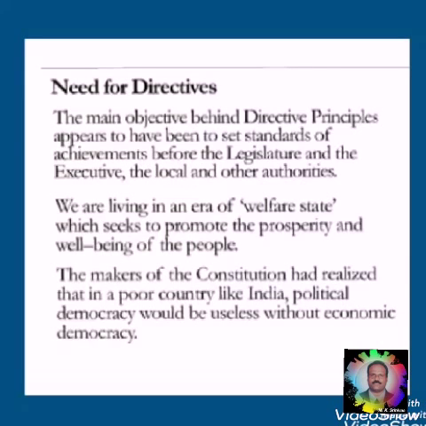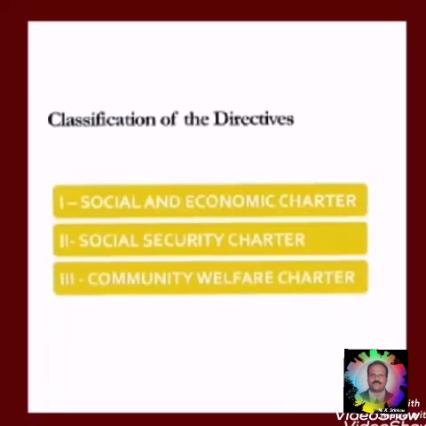The makers of the Constitution realized that in a poor country like India, political democracy would be useless without the DPSP. Now, classification of directives. It can be, number one, social and economic charter, number two, social security charter, and number three, community welfare charter.